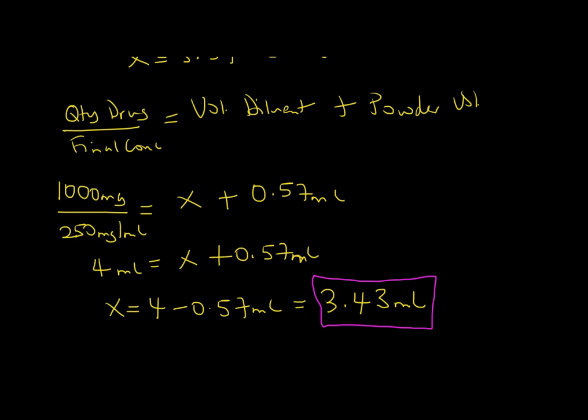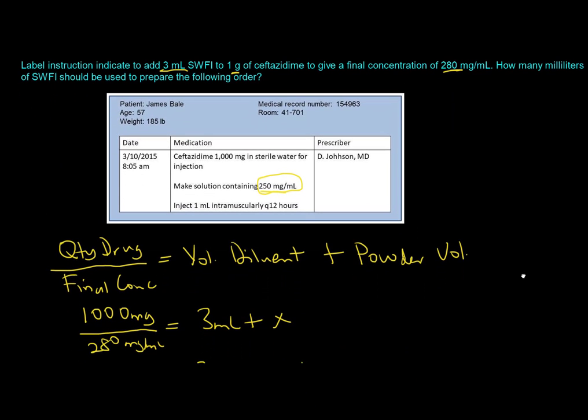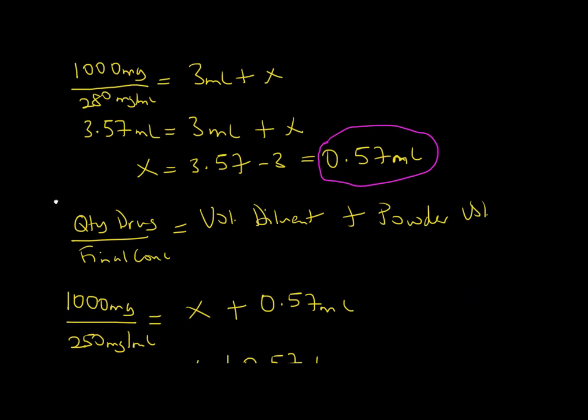All right, so let me just quickly go through the high points once again, because this was fairly long. The first thing you want to do is use the information given earlier to determine the powder volume. That's what we use the 3 ml, 1 gram, and 280 milligrams per ml for. That gives us the powder volume, which would be basically the 0.57. Okay, so that gives us this as the powder volume. And I will make use of that information together with the desired concentration, which was 250 milligrams, to determine the volume of diluent. And that's what happens down here.